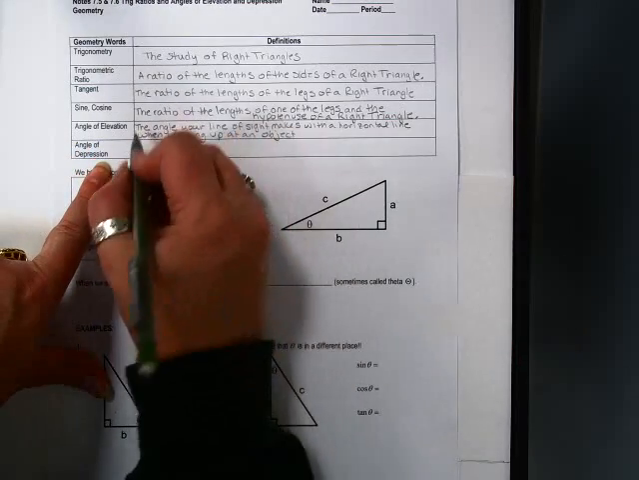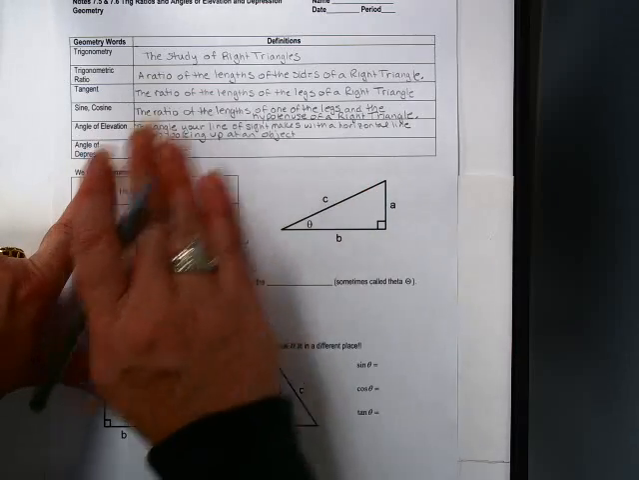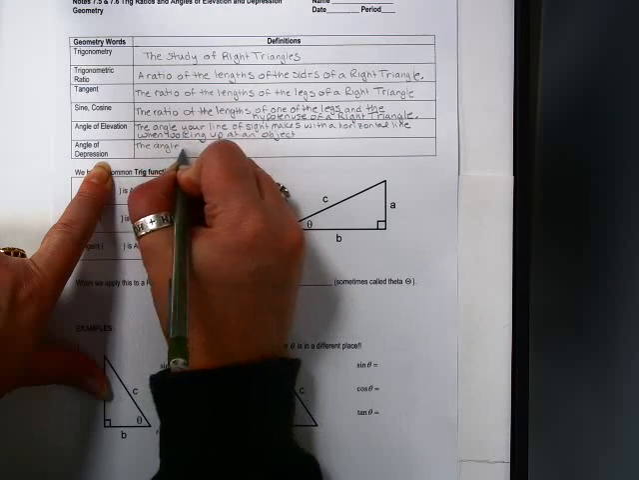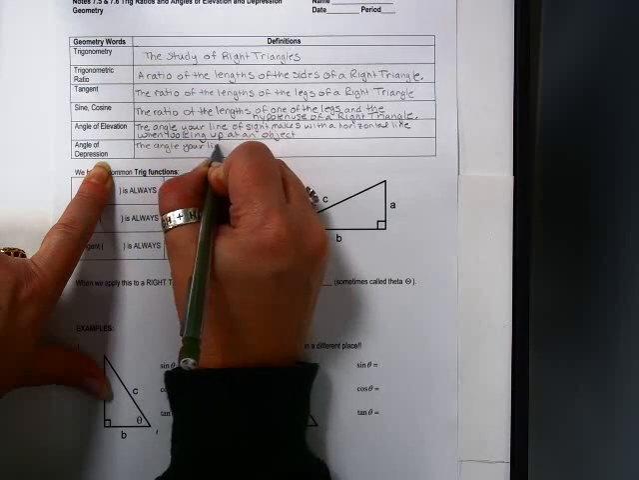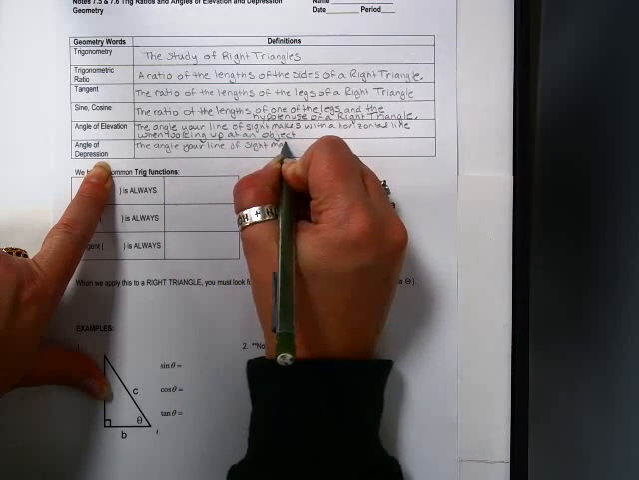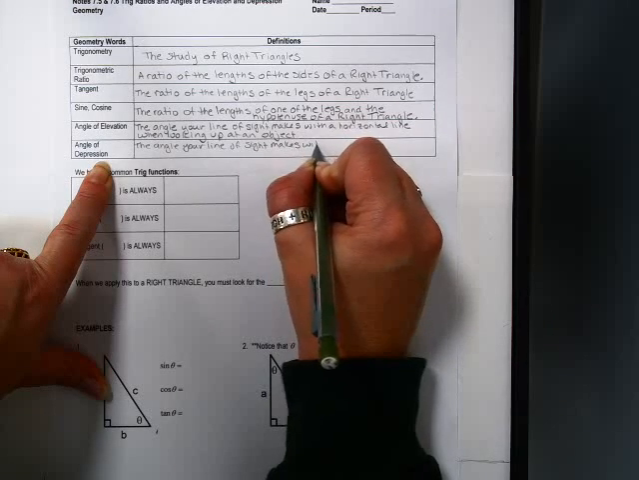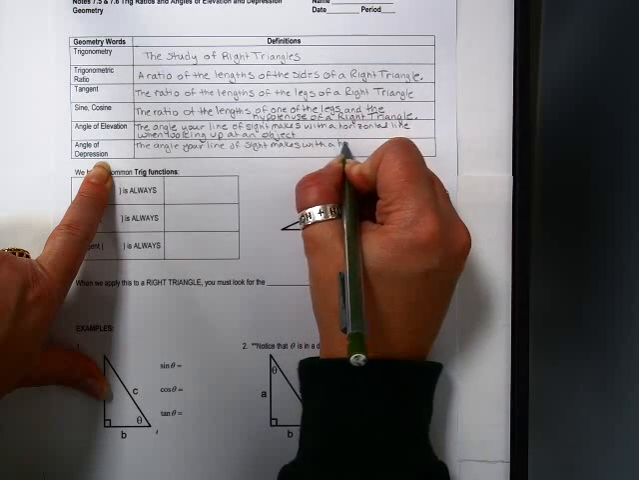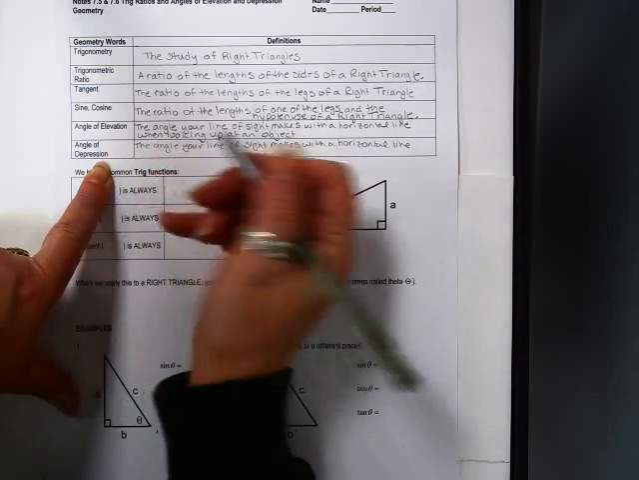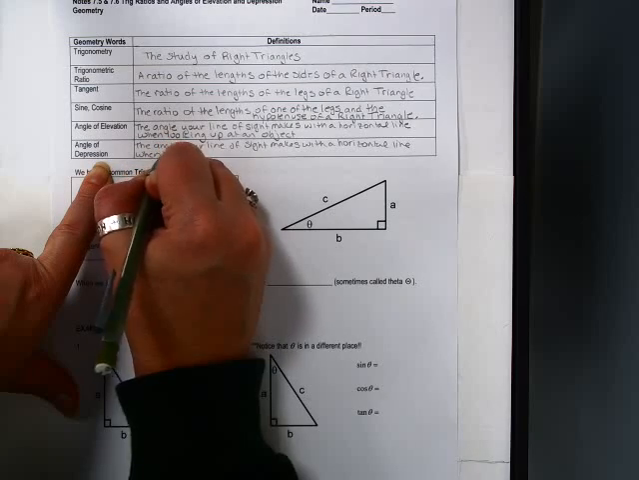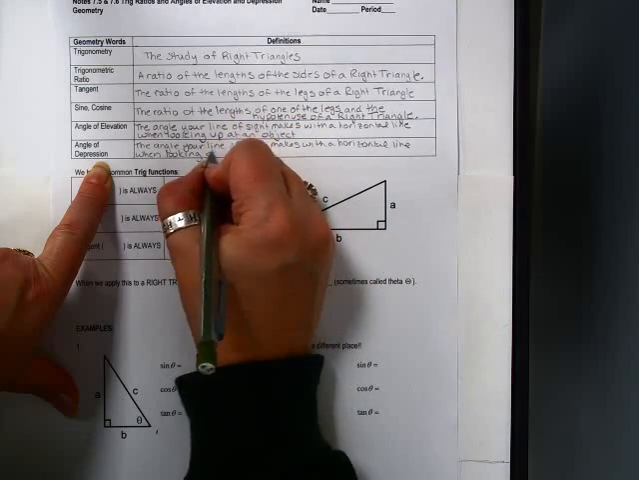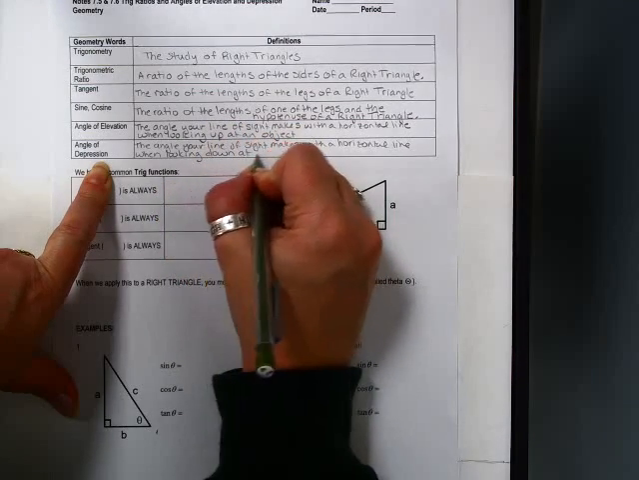Angle of depression is going to be the same thing, but it's going to be looking down. So the angle your line of sight makes with a horizontal line, excuse me, when looking down at an object.